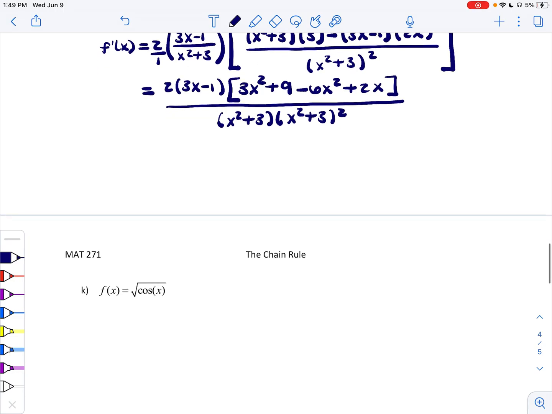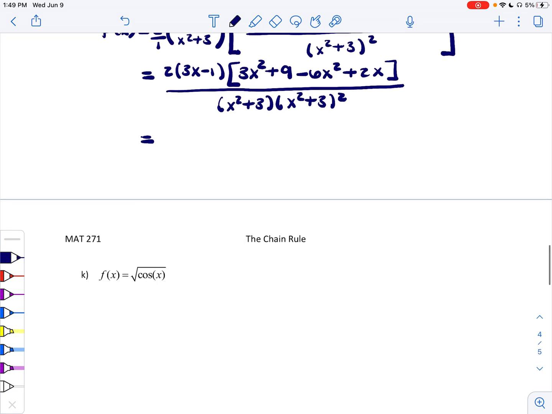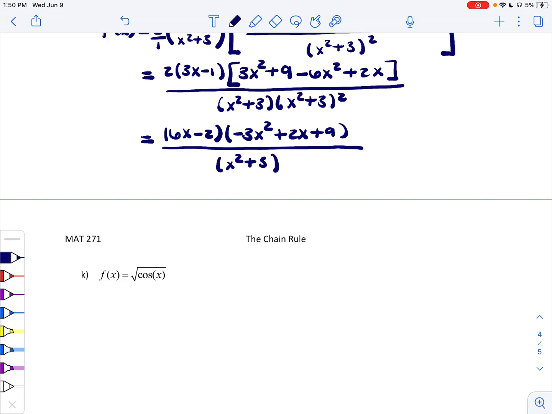Okay, all right, and then just simplify a little bit more. So if you want, you can distribute your 2 in here, or you can leave it out. It doesn't really matter one way or the other. So I'll go ahead and just distribute it in as a 6x minus 2. And then just combine like terms inside our brackets here, which would give us a negative 3x squared plus 2x plus 9. And then that would be all over x squared plus 3 quantity cubed. Okay.